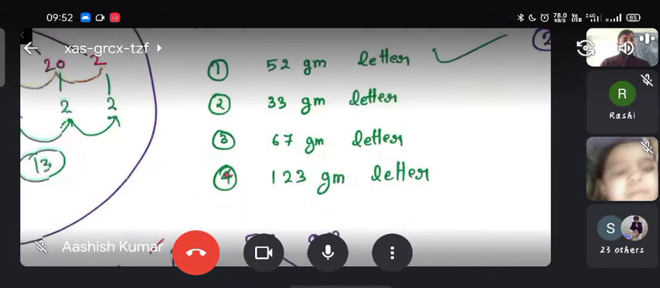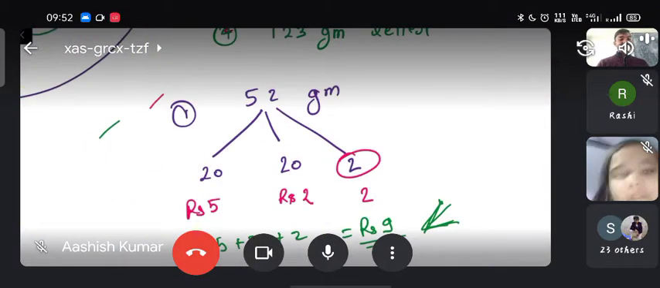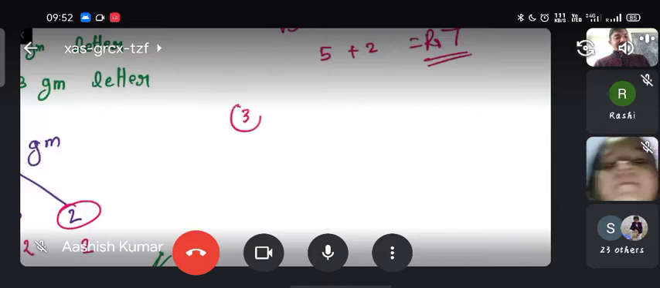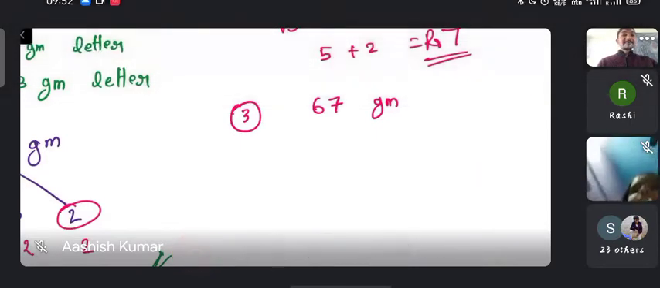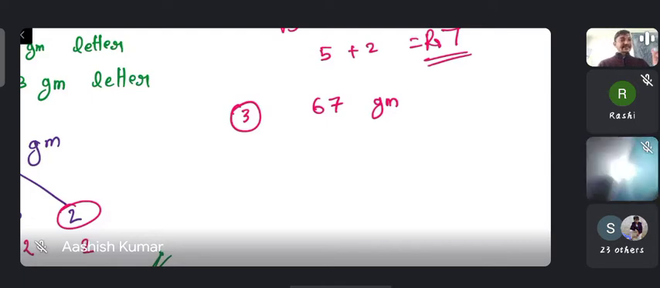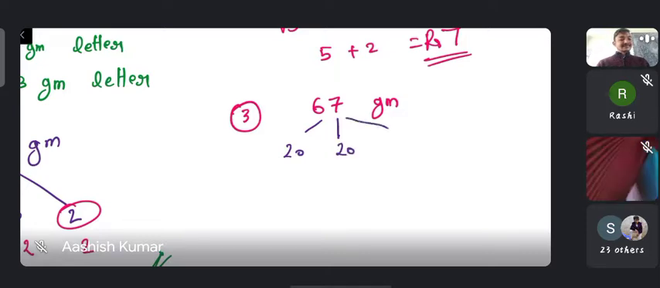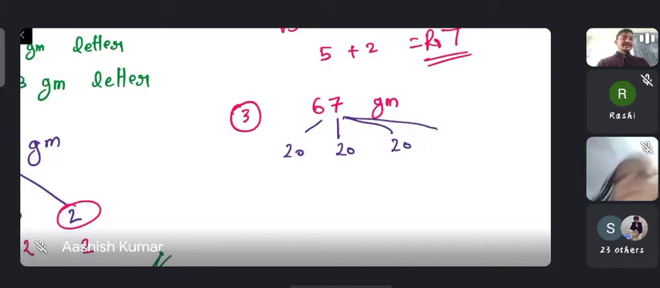The third one is 67 gram. For the 67 gram letter, first of all, you have to split this 67 into 20s. So the first 20, second it makes 40, then it makes 60, then it is 7. The whole makes 67.